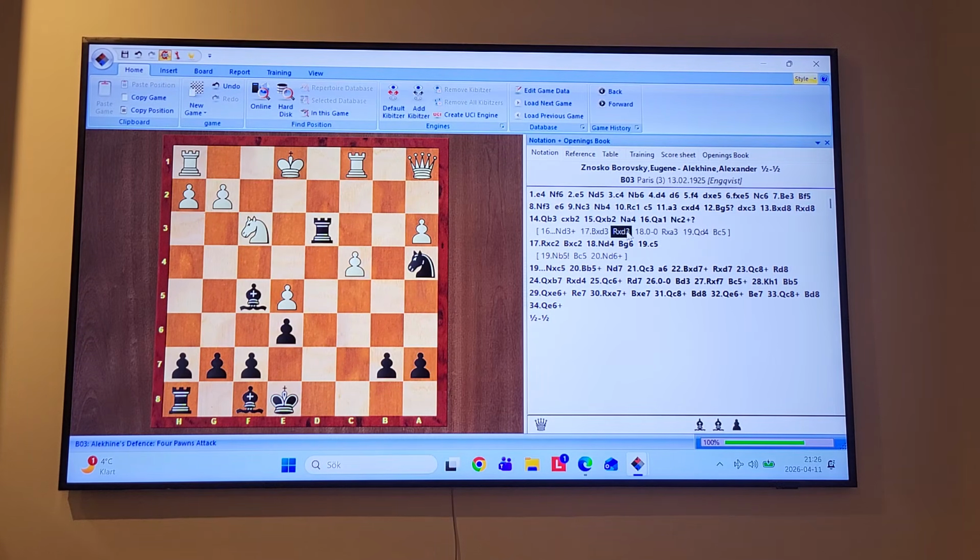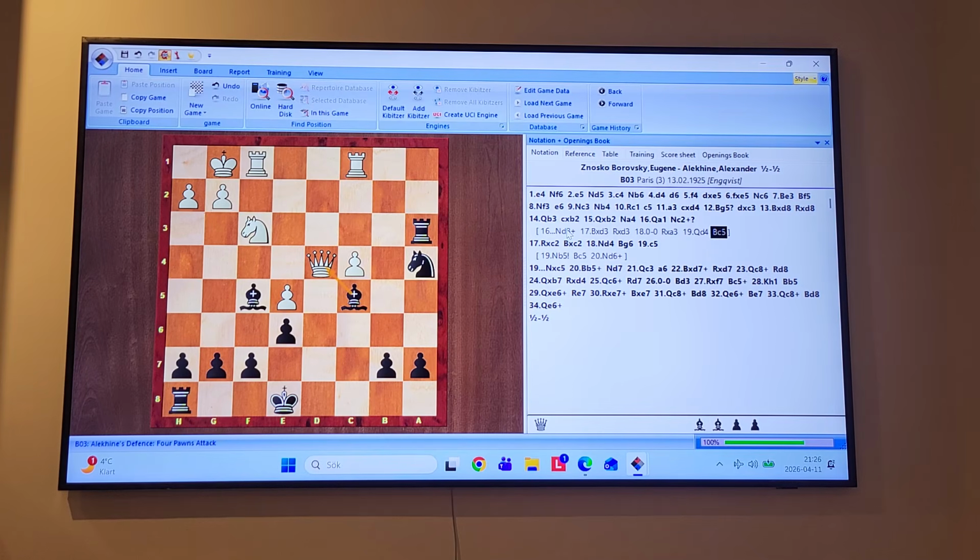And if White now makes the natural move, castling on the king's side, White's queen will be trapped in the corner. Because as you can see, after queen d4, the knight on a4 controls the c5 square, so bishop c5 wins the queen.